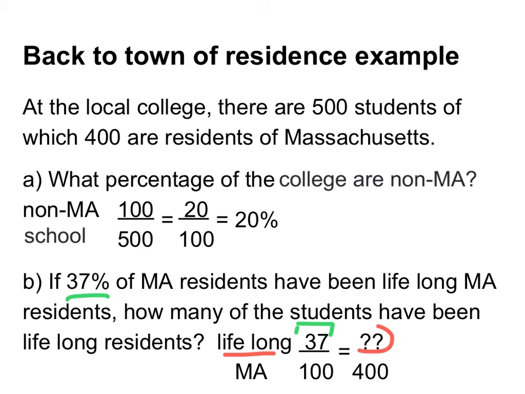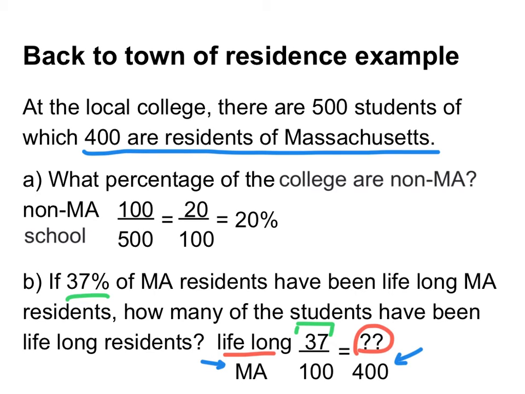I don't know that. That's my question mark. So I better know the current Massachusetts. Current Massachusetts, I do know. Current Massachusetts, 400. 400 are residents of Massachusetts, given to me in the question. So here's my setup. 37 over 100 equals what over 400?